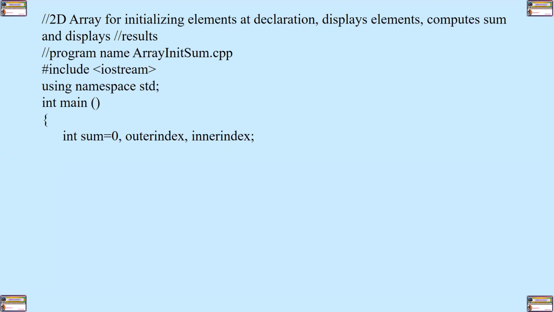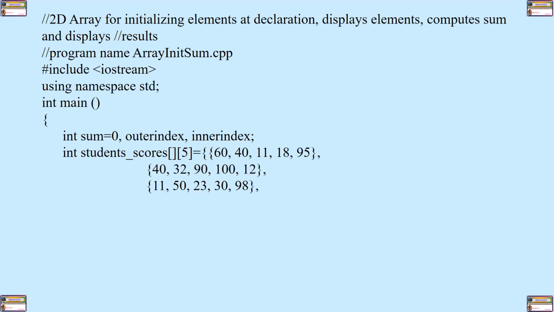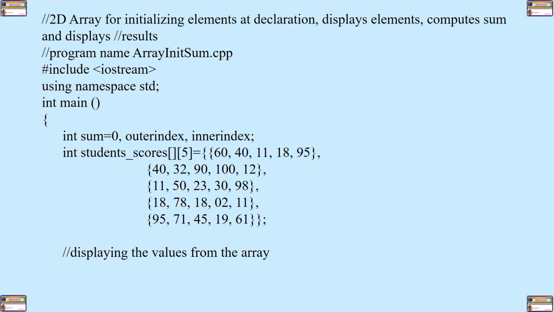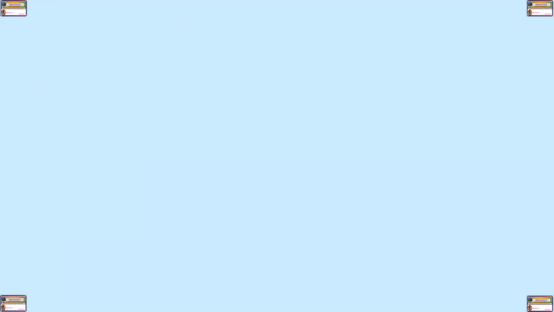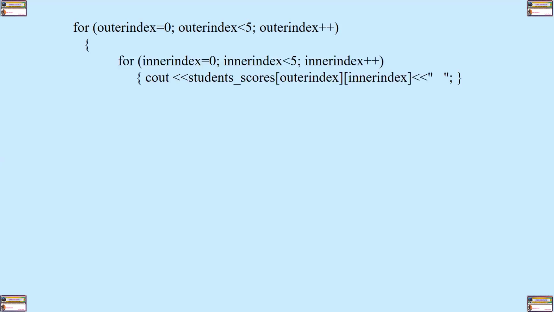Remember, we declare two counters and the sum, and then this is our array initialized, and we initialize it fully. That's a complete array. And then from there, we can display the values. Here are the 25 scores. Remember, we use them just as we have done for the other one. So this is our for loop here.